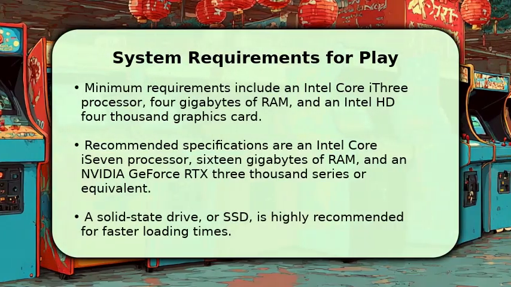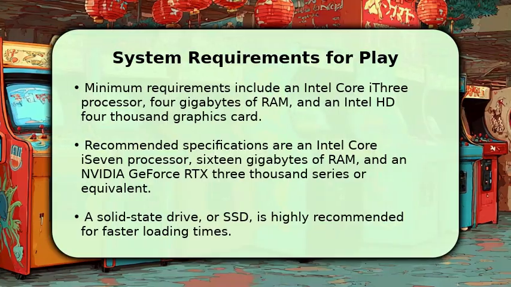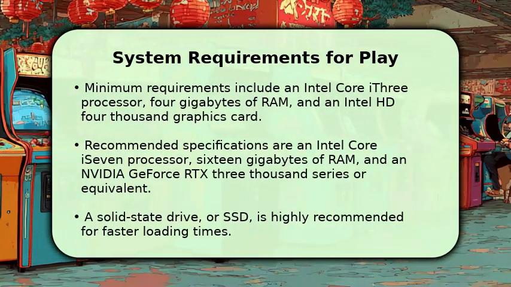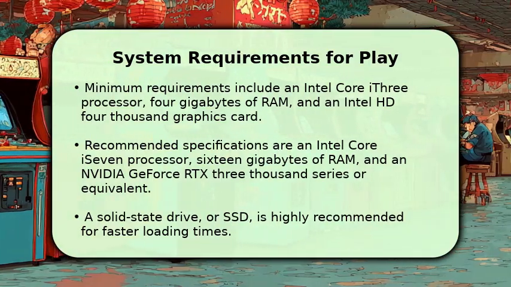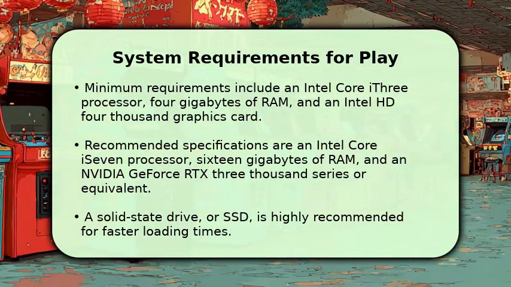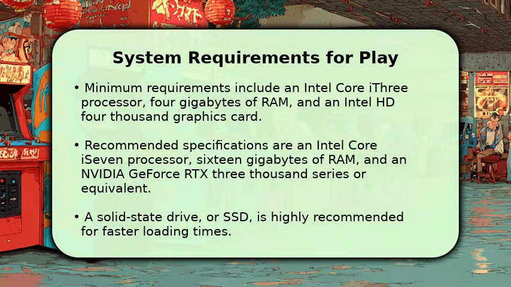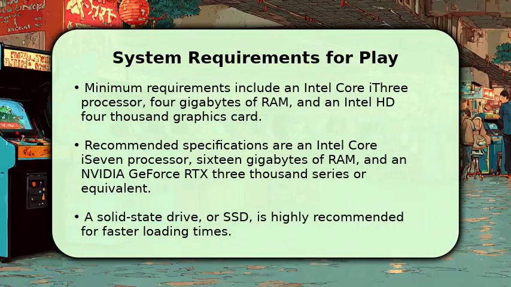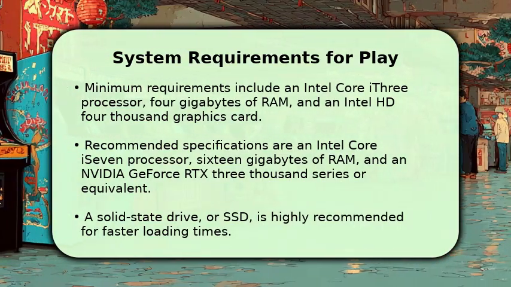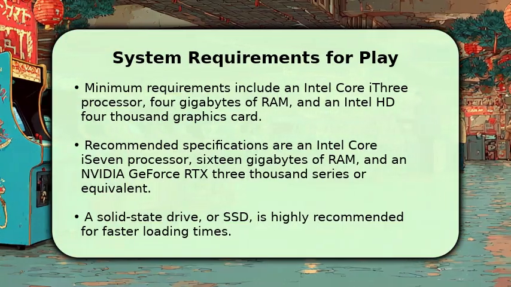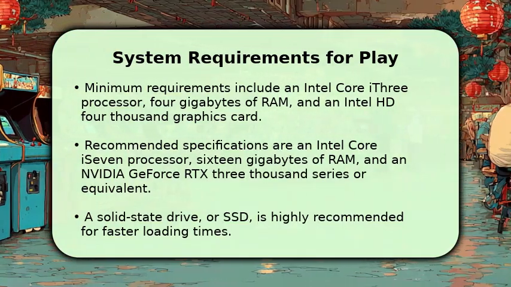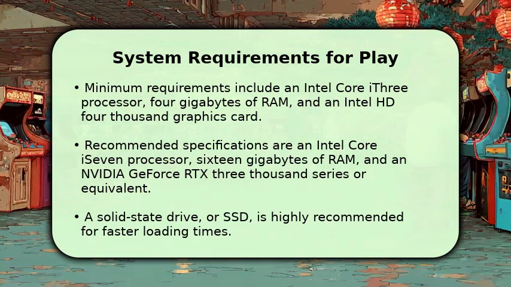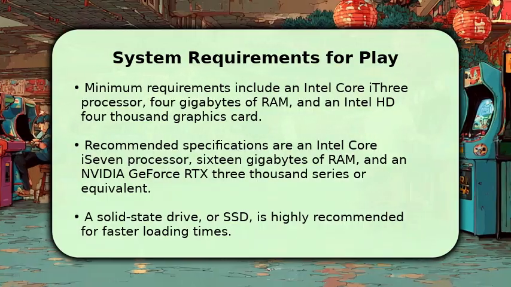To ensure a smooth experience, your computer should meet Fortnite's system requirements. For minimum play, you'll need an Intel Core i3 processor, 4 GB of RAM, and an Intel HD 4000 graphics card. For the best performance, aim for an Intel Core i7 processor, 16 GB of RAM, and an NVIDIA GeForce RTX 3000 series or equivalent. Checking these specifications beforehand can prevent performance issues and enhance your gameplay.